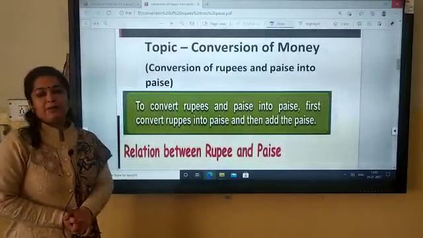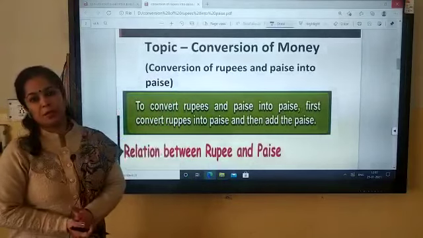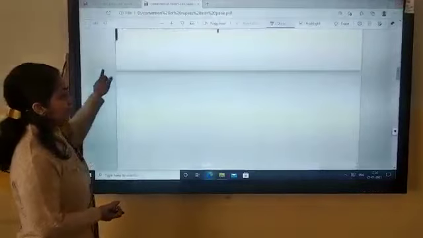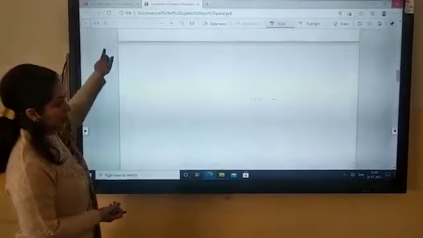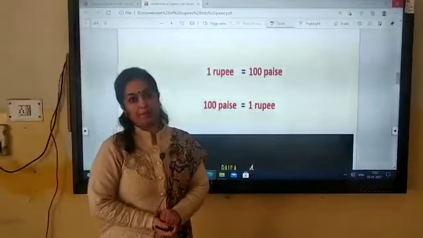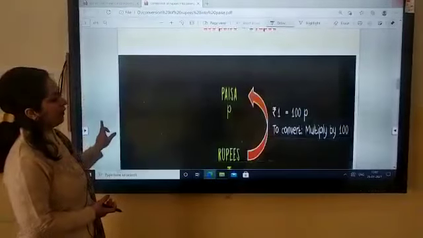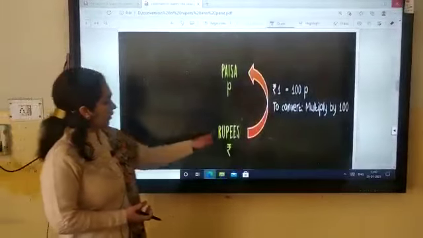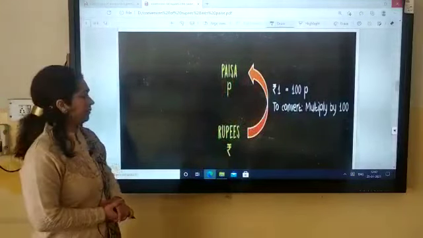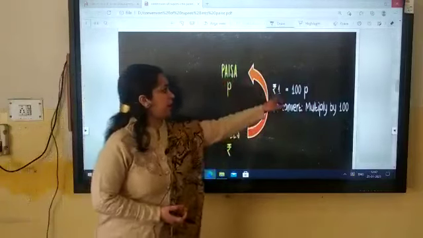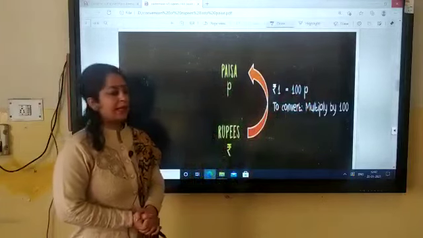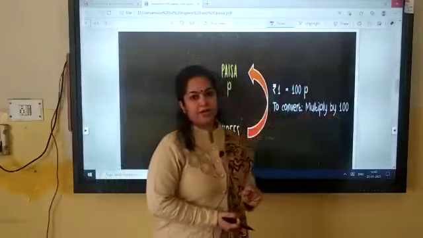For this, we should have the knowledge of relation between rupee and paise. And as you know that 1 rupee is equal to 100 paise or 100 paise is equal to 1 rupee. Dear students, as we know that whenever we want to convert bigger unit into smaller unit, we always multiply. And here 1 rupee is equal to 100 paise. So to convert rupees into paise, we will multiply by 100.